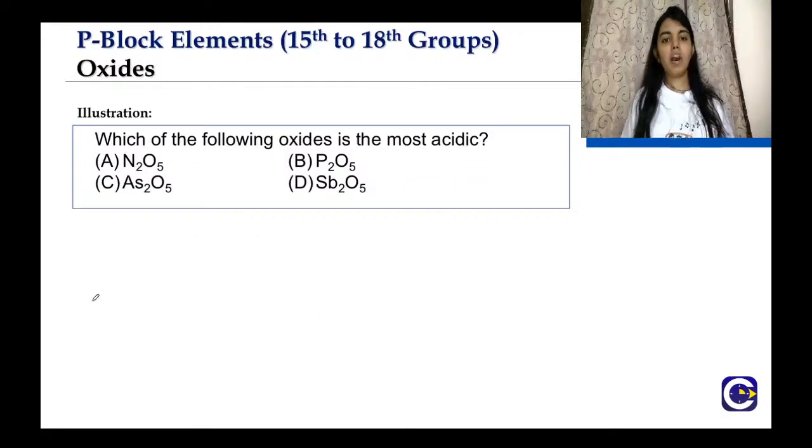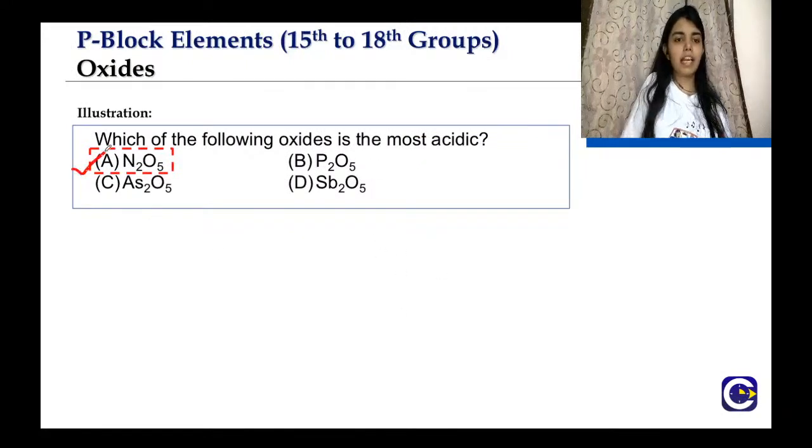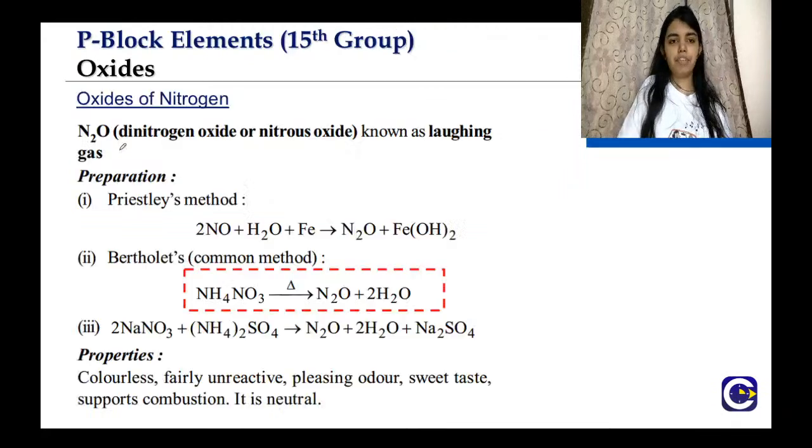Which of the following oxides is the most acidic? Anyone with the answer? Here, if you see, we have already seen that basic character increases down the group. So the most acidic oxide will be N2O5 here.